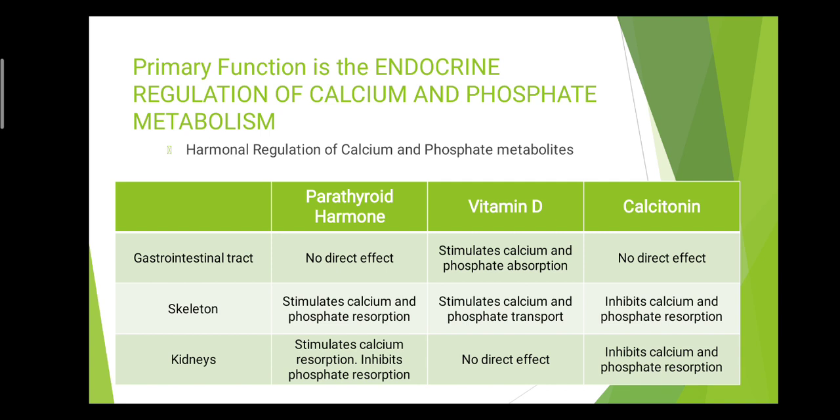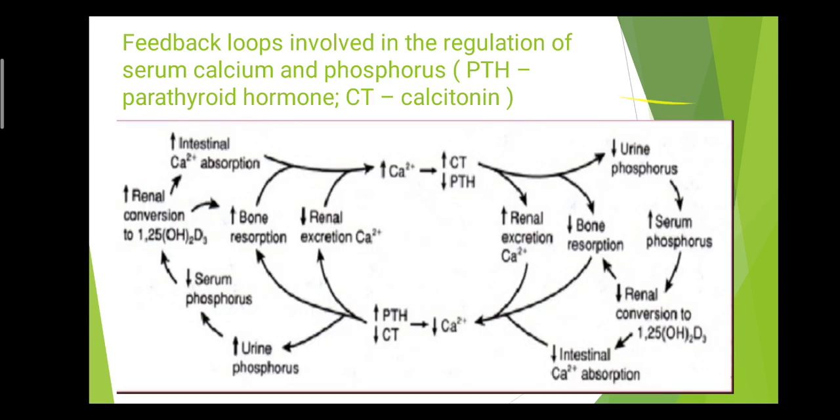Vitamin D stimulates calcium and phosphate absorption, and calcitonin has no direct effect. In the skeleton, PTH stimulates calcium and phosphate resorption, vitamin D stimulates calcium and phosphate transport, and calcitonin inhibits calcium and phosphate resorption. In the kidneys, PTH stimulates calcium resorption and inhibits phosphate resorption, vitamin D has no direct effect, and calcitonin inhibits calcium and phosphate resorption. There are feedback loops involved in the regulation of serum calcium and phosphorus.